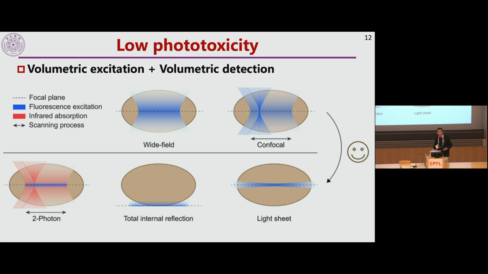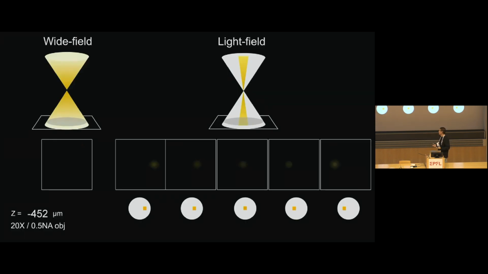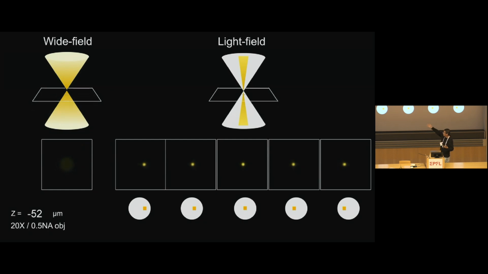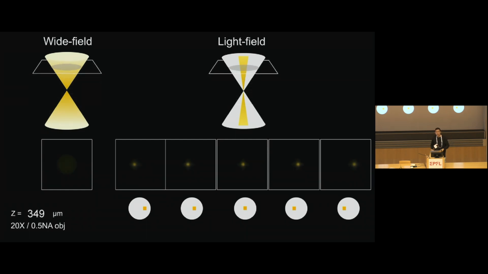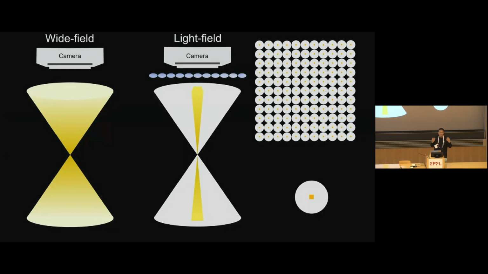Light sheet solves this problem by only exciting a single layer and detecting that single layer. It has very low phototoxicity. Then in light field microscopy, we can keep the photons focused in an extended depth of field. It means the photons still stay focused over an extended depth of field compared with traditional wide field detection. So all the photons in the effective depth range are still effective photons. So it is very efficient for 3D imaging.